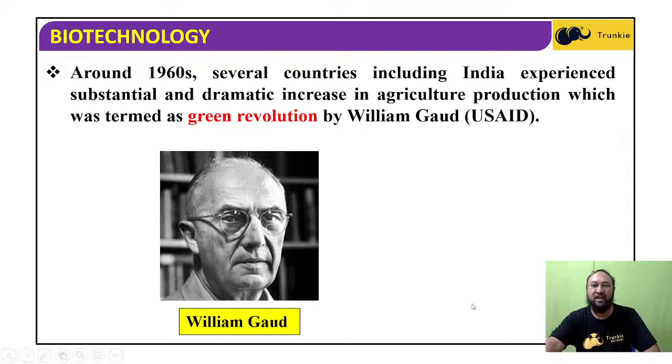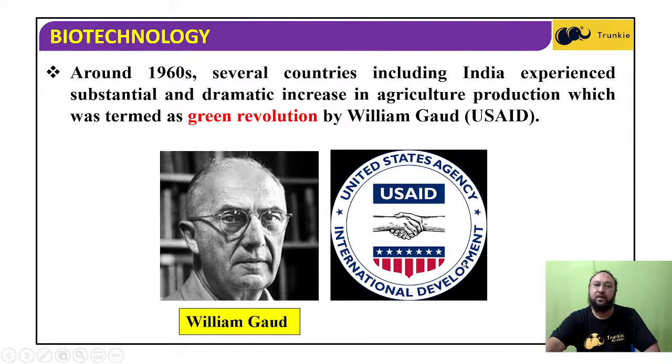Okay, USAID. This is the organization to which he belongs. William Gould, United States Agency for International Development, that is the organization to which he belongs, and he gave the term Green Revolution, because this Green Revolution brought a large quantity of production of the agricultural crops.